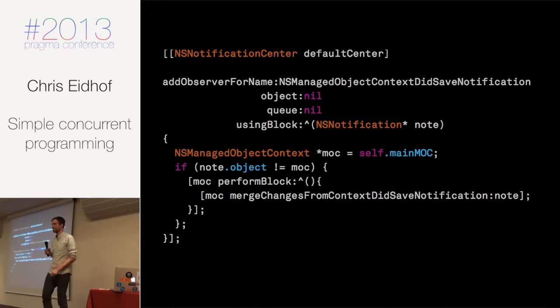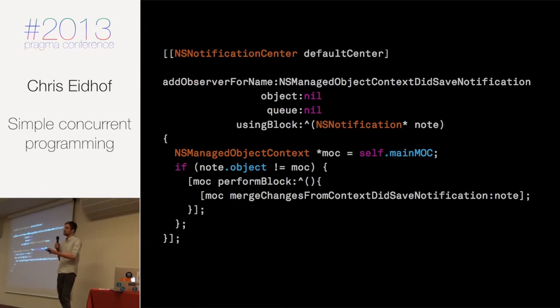Yes? So mergeChangesFromContextDidSaveNotification, is it like a built-in Core Data API? Yeah, so the question was, is this merge changes from did save notification built-in Core Data API? And it is. It's really not something I wrote in my spare time. This is actually code from a project that I have.